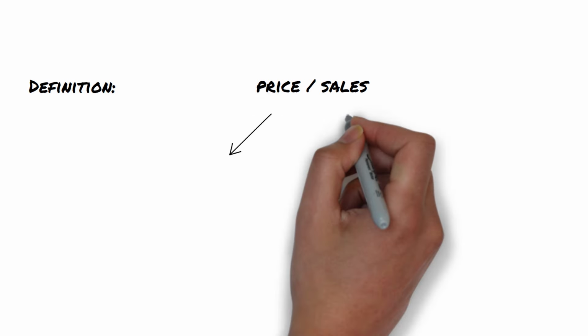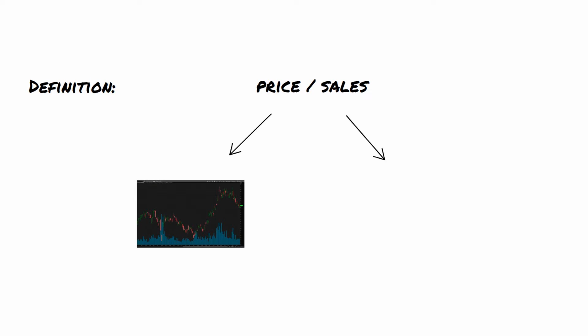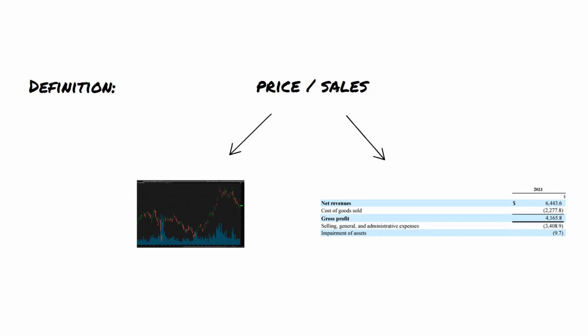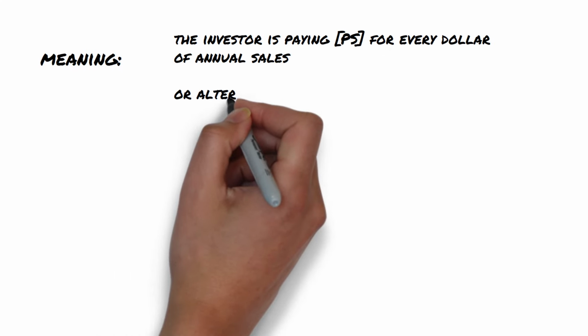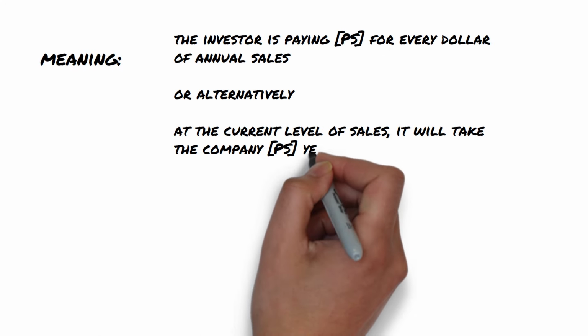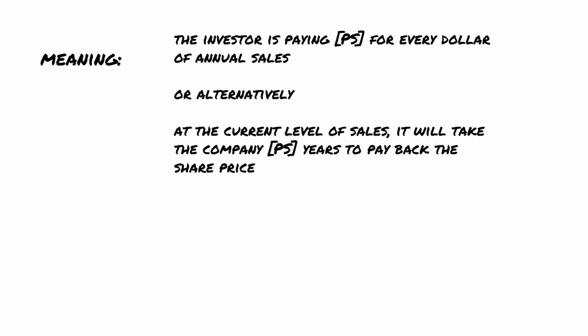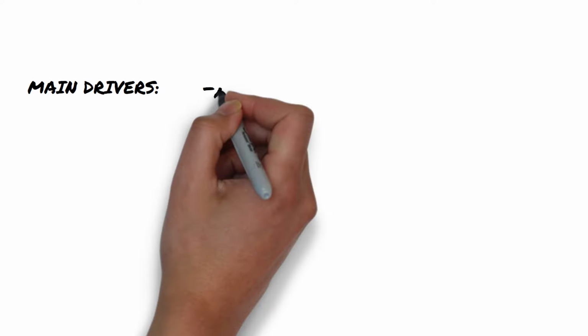The price-sales ratio, P/S, is defined as the market price divided by sales per share of the company. The investor is paying a P/S multiple for every dollar of annual sales, or alternatively, at the current level of sales, it will take the company P/S years to pay back the share price. So the lower the multiple of the company, the less the investor is paying for total sales.